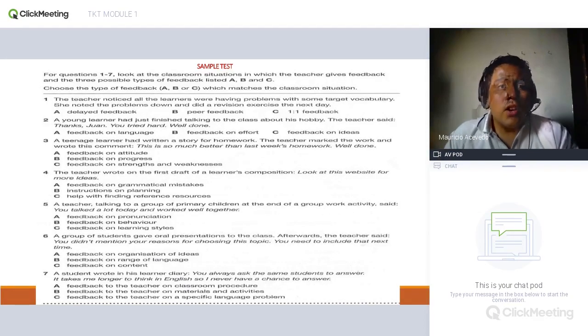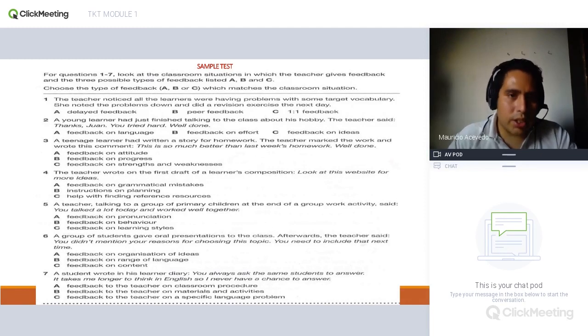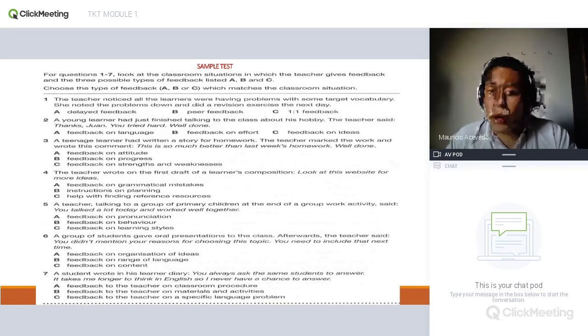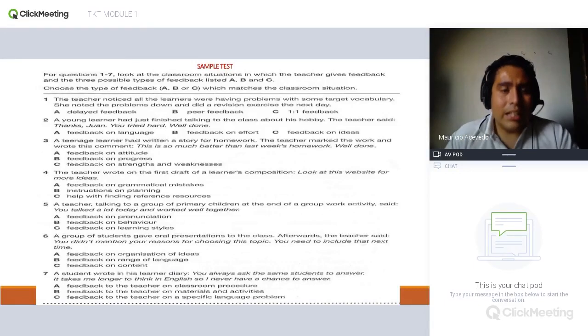Okay, for questions 1 to 7, look at the classroom situations in which the teacher gives feedback and the three possible types of feedback listed A, B, and C. They are very similar to the previous ones. Remember, we can also have delayed feedback, feedback on attitude, etc. We didn't look at the feedbacks as like that, but obviously because of context, you can infer their meanings.